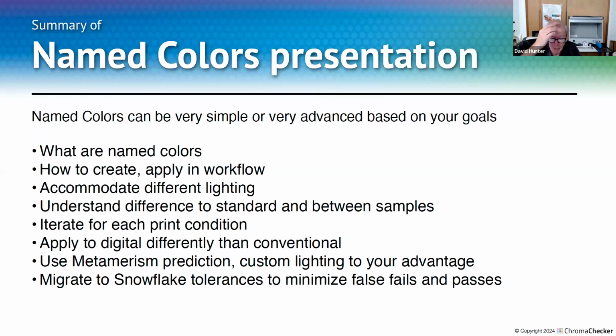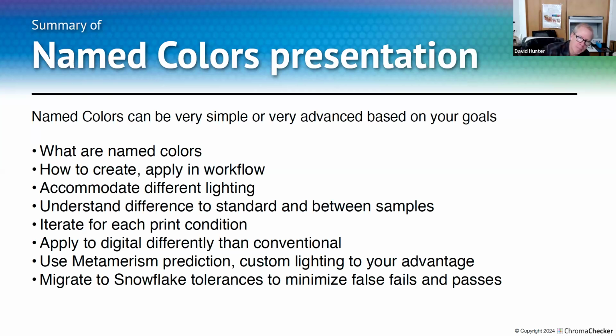supports completely. And then we talked a bit about how you can use ChromaChecker to do metamerism prediction and custom lighting to your advantage, so that you know how volatile that color will be under the different lighting that sample could be looked at under. Because ideally, you don't want the color shifting if you can help it. And then the ability to migrate from using delta E tolerancing for your spot colors to snowflake tolerancing.